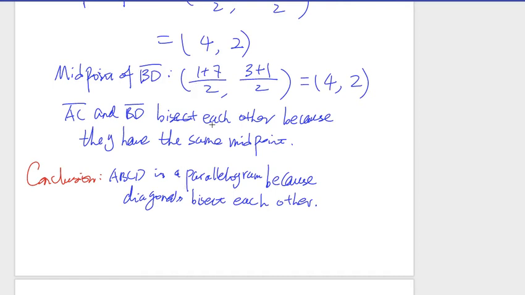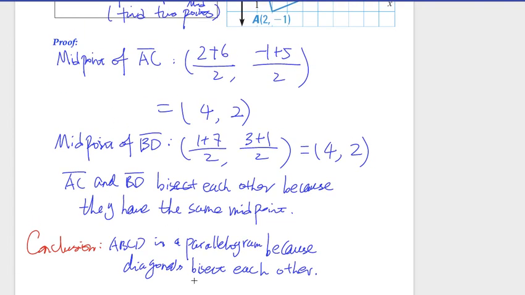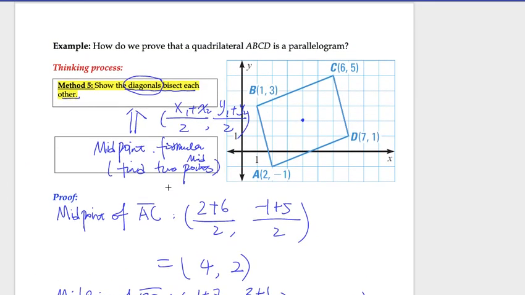If you want, you can combine these two sentences into one conclusion. You can say these diagonals bisect each other because the calculation shows they do have the same midpoint. So basically, we just use these sentences to indicate what the calculation means and what method we used to prove it is a parallelogram. Okay, so this is how we use the midpoint formula to prove this.